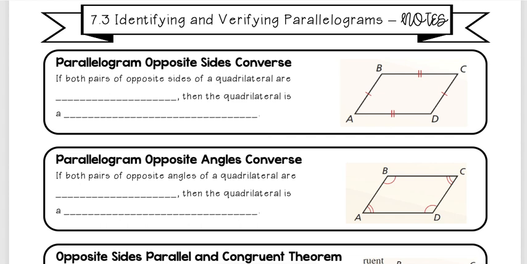The first one is called the parallelogram opposite sides converse, and that says if both pairs of opposite sides of a quadrilateral are congruent, then the quadrilateral is a parallelogram. So if I am looking at a quadrilateral and I see that the opposite sides are congruent, either by it telling me, like by tick marks, or let's say I see that opposite sides are equal, so like these two are 5 and these two are 10, I can then automatically say that this quadrilateral is a parallelogram by this theorem.